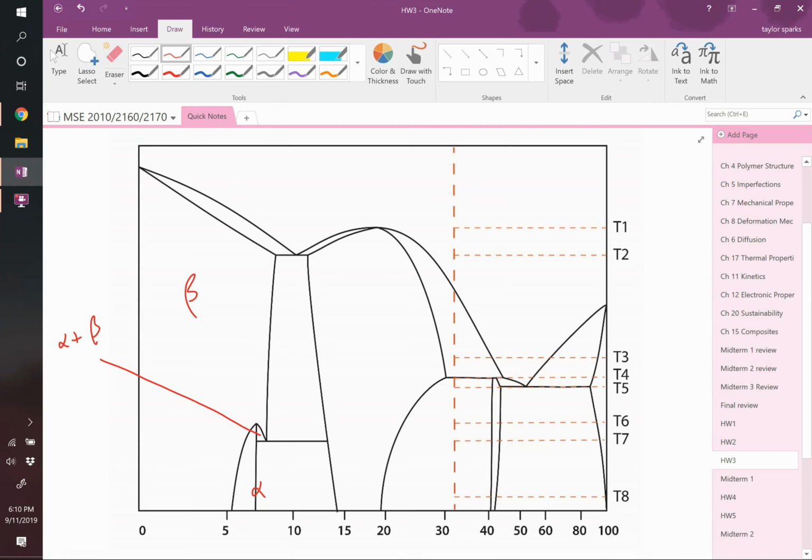And then would the one to the left of that line compound also be alpha plus beta? What's the difference between those? Are they the exact same? This is also alpha plus beta. Are they the exact same? Its composition's totally different, right?